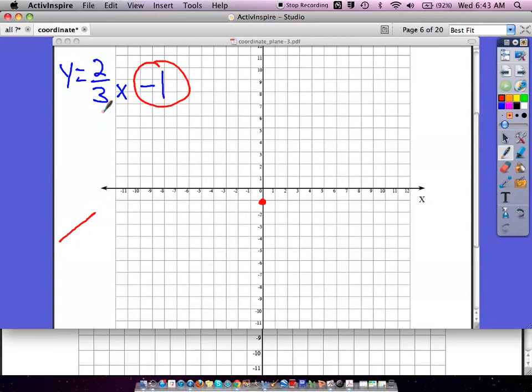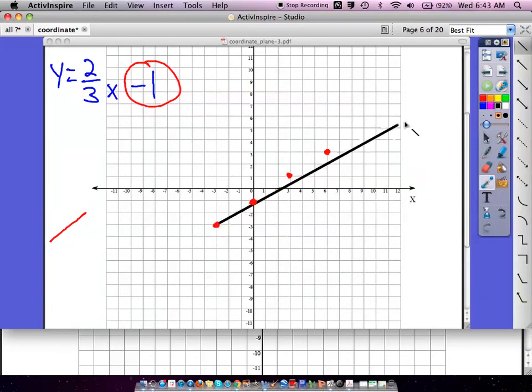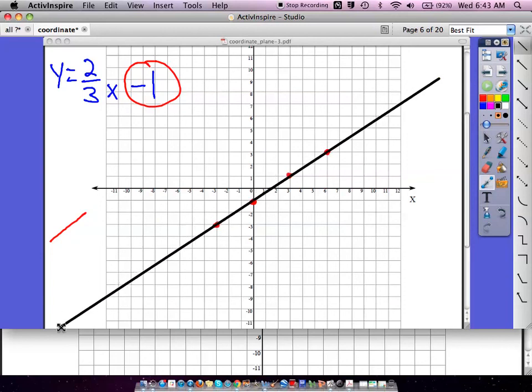So that would be up 1, 2. And then we want to go right because we want our line to look like this. Up 2, right 3. Up 2, right 3. We could do it the other way. Down 2, left 3. Just keep following that pattern. Now we've clearly got our line here. We can go straight through. Anything on that line is going to be a solution to our equation right there.